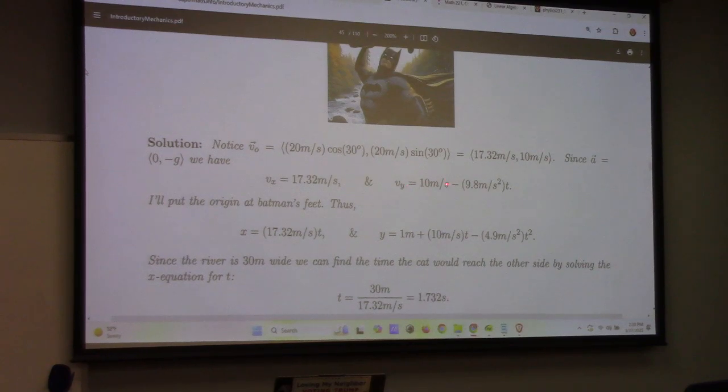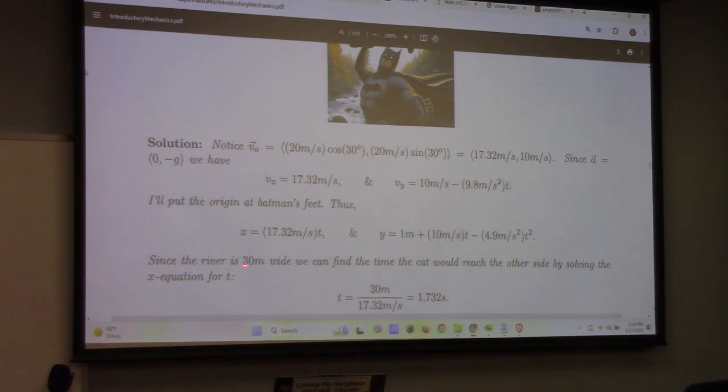The y velocity is 10 meters per second minus 9.8 meters per second squared times time. We put the origin at Batman's feet. So my formula is x is equal to 17.32 meters per second times time for the x. And y, on the other hand, is 1 plus, so this is the position of the cat, right? The cat's thrown from 1 meter above Batman's feet, and so it starts out with 1 meter. The initial y velocity is 10 meters per second, see that? And then minus 1/2 gt squared, which is 4.9 meters per second squared times t squared.